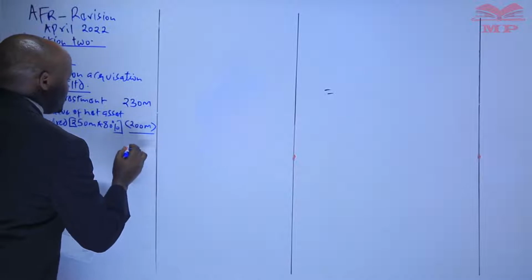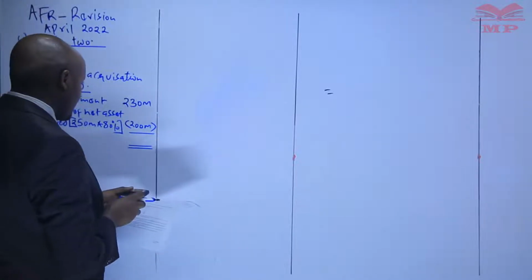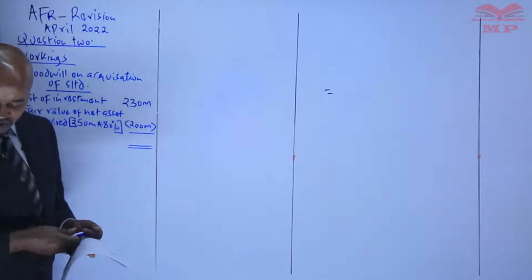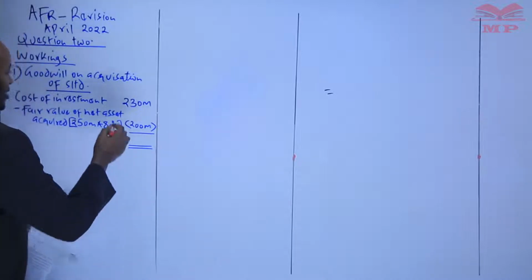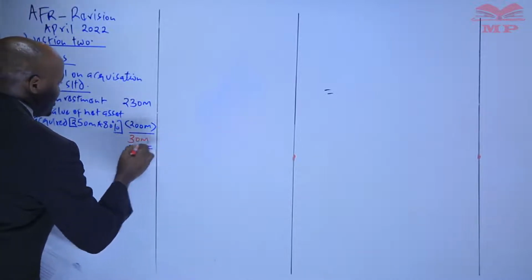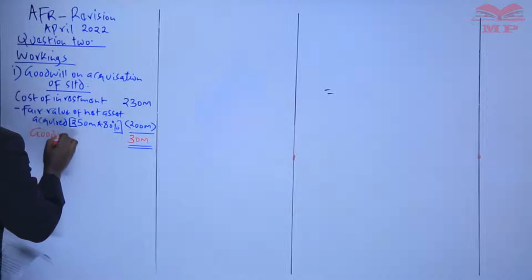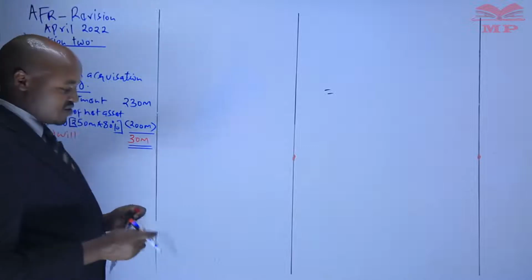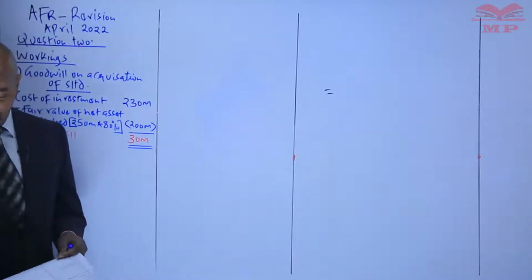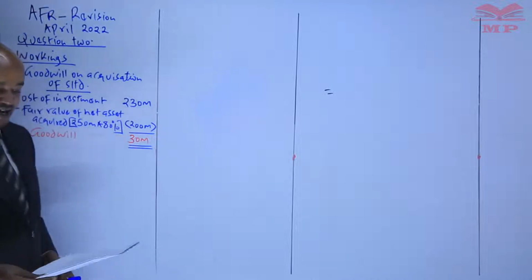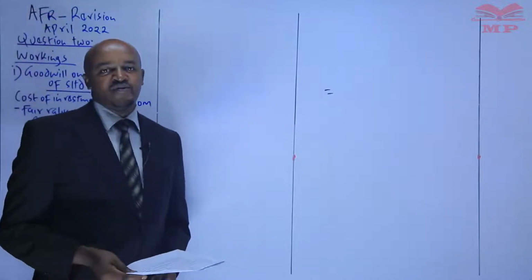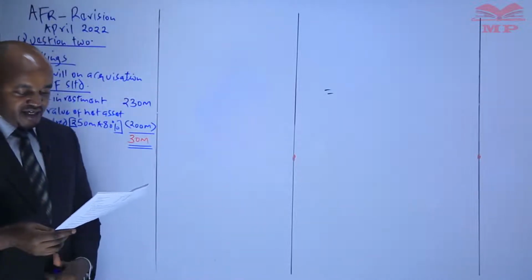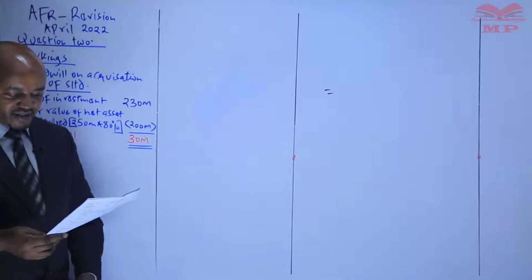So we less that from our figure there of 230, and what you're going to get here is the goodwill on acquisition. So let's have our goodwill here, which will be 30 million. This is the goodwill on acquisition of this subsidiary. The reason we need this figure of 30 million, the goodwill on acquisition of S, is because we are going to use it in computing the gain or loss on disposal, which we then need to use in preparing our statement of cash flow.